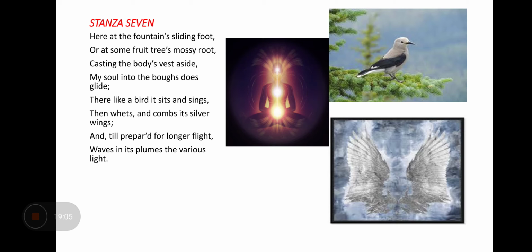In stanza 7, let me read. Here at the fountain's sliding foot, or at some fruit tree's mossy root, casting the body's vest aside, my soul into the boughs does glide. There like a bird it sits and sings, then whets and combs its silver wings, and till prepared for longer flight, waves in its plumes the various light.